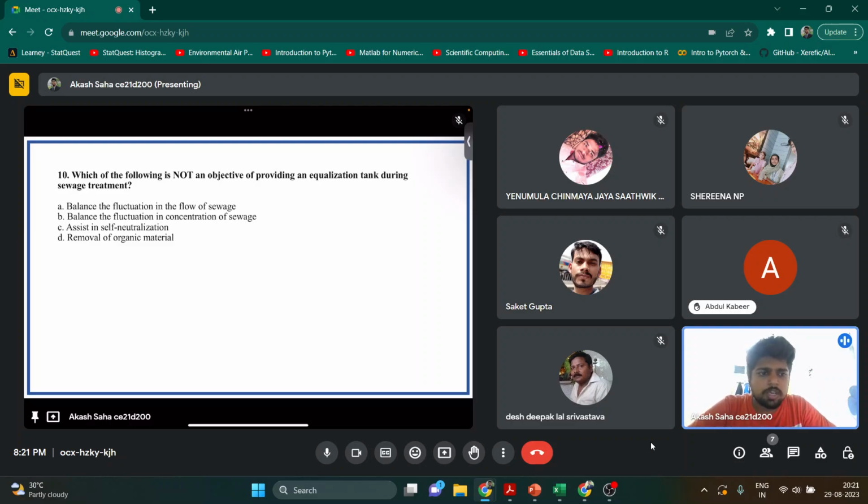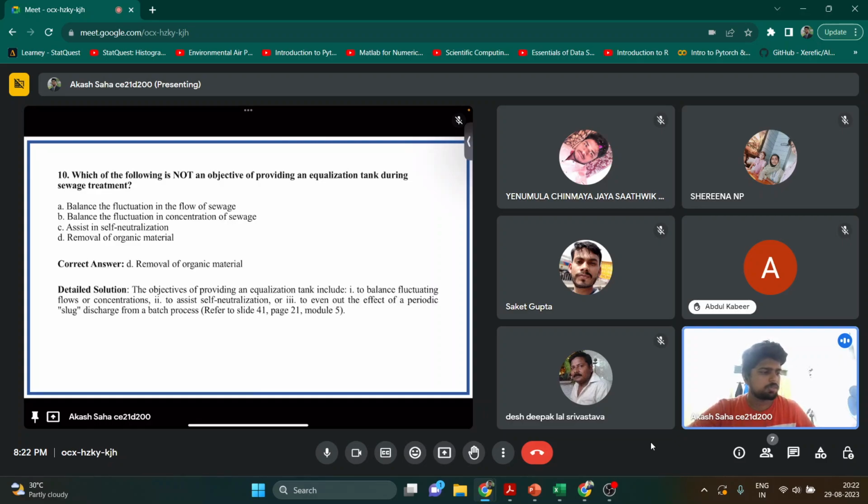Removal of organic matter. Yes, this is the right answer, because an equalization tank is basically used to assist with fluctuations, whether it's a fluctuation of flow like peak flow, medium flow, low flow, or any fluctuation in the concentration of the sewage. So it will help in balancing them, or you can say for self-neutralization. So option D is the correct option for this question. Okay.